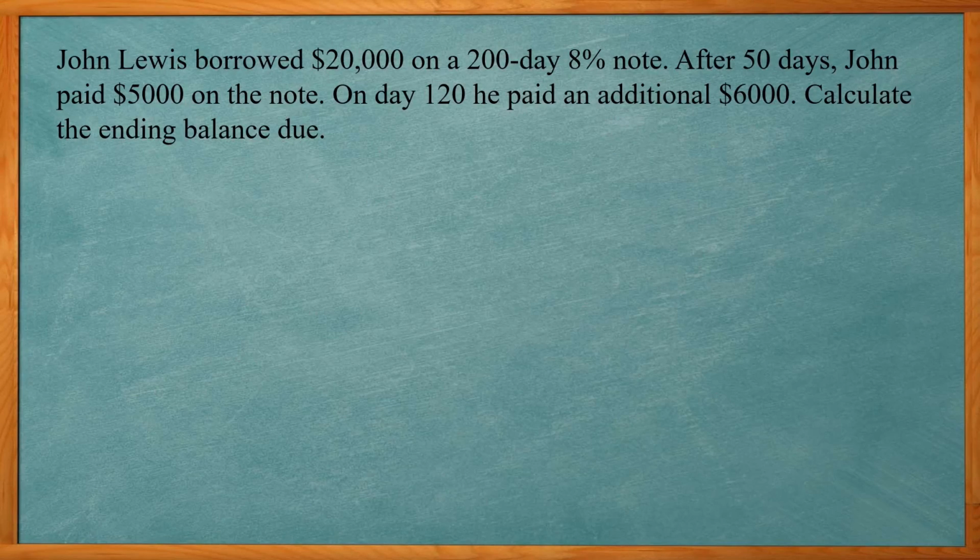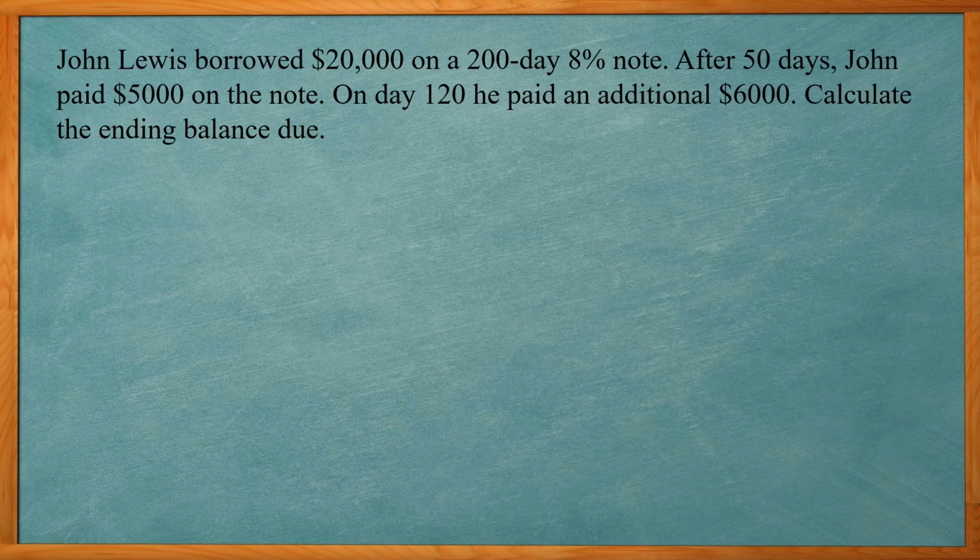So this problem says John Lewis borrowed $20,000 on a 200-day 8% note. After 50 days, John paid $5,000 on the note. On day 120, he paid an additional $6,000. Calculate the ending balance due.